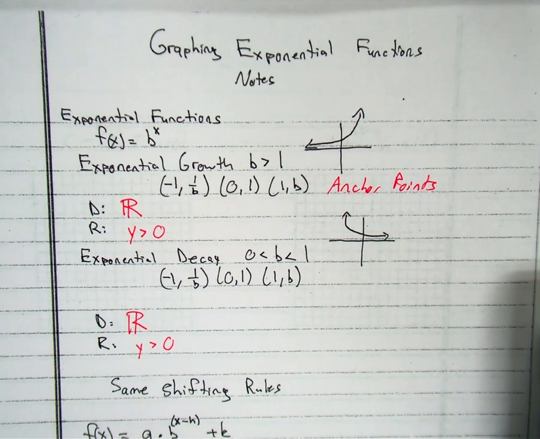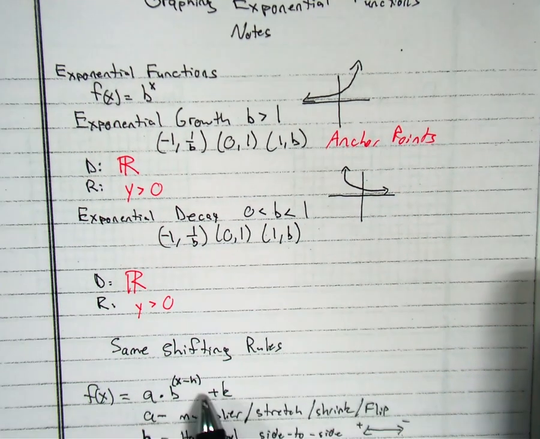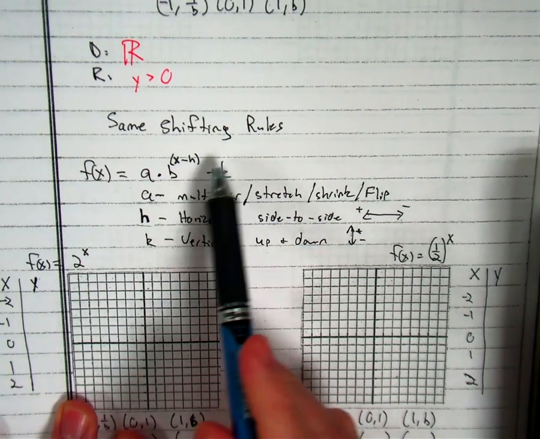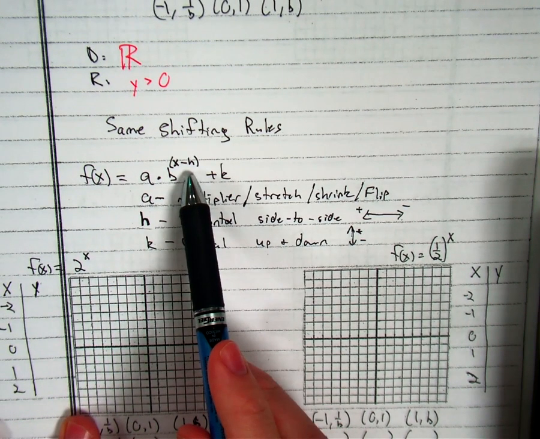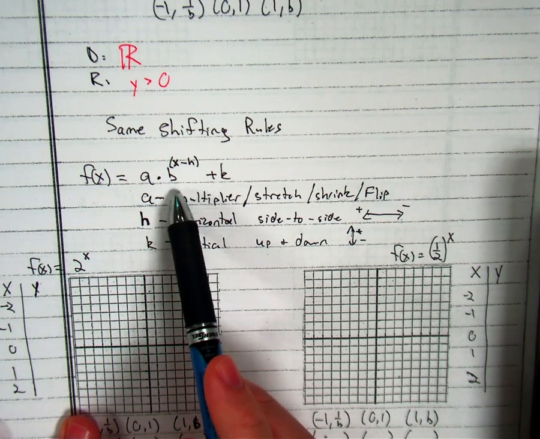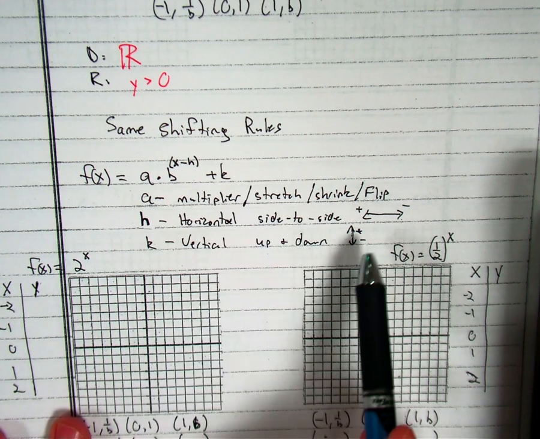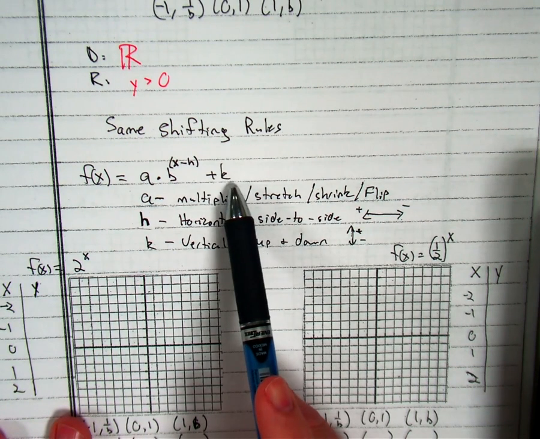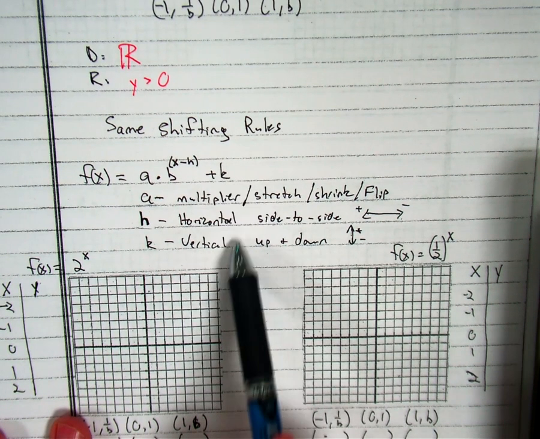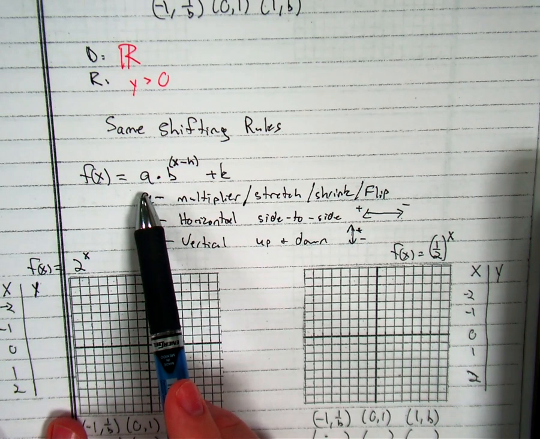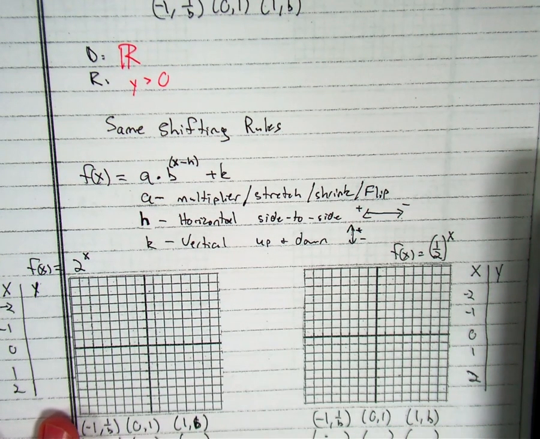Same old shifting rules that we always have. If it's up here with x, it's opposite. So minus goes to the right and plus goes to the left. If it's a big number at the end by itself, that's your vertical change: plus goes up, minus goes down. And numbers in the front are your multipliers, your stretch, your flip.